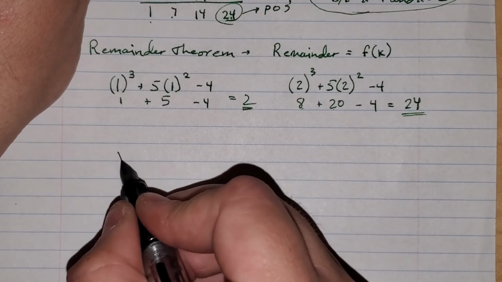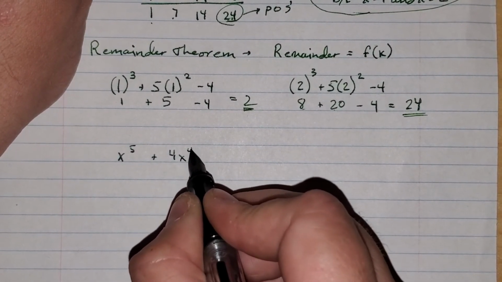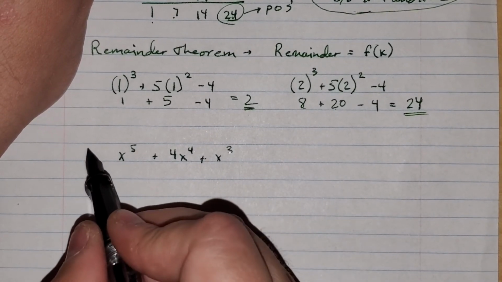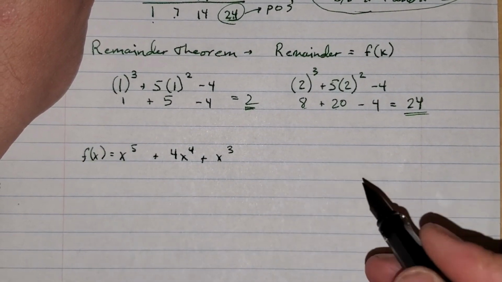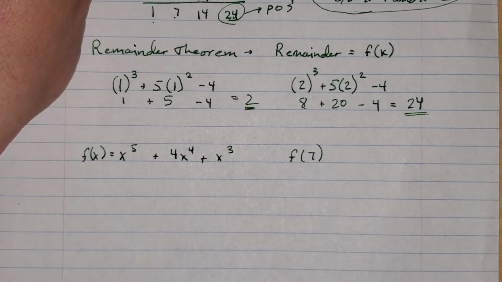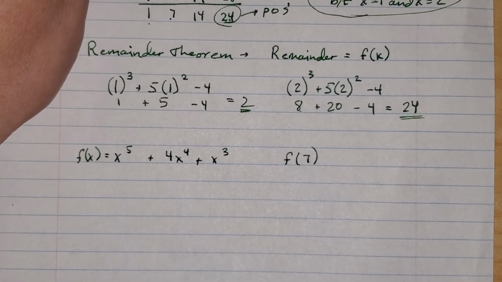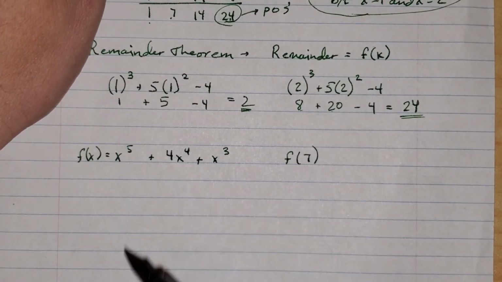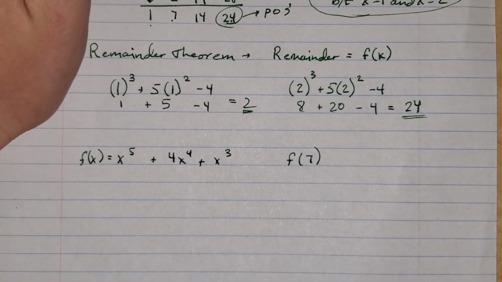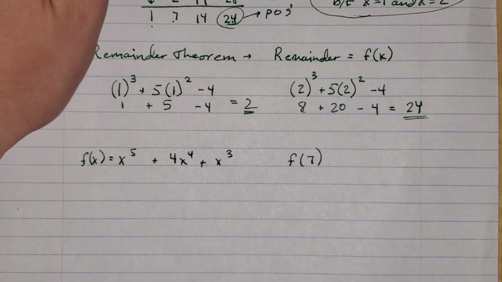let's say I give you x to the 5th plus 4x to the 4th plus x to the 3rd. Okay? And I told you to find f of 7. And you didn't have a calculator. Now, if you have a calculator, you can type 7 to the 5th and 7 to the 4th, and it's pretty simple. But if you had to find 7 to the 5th by hand, and you had to find 7 to the 4th by hand, you would be a little angry.